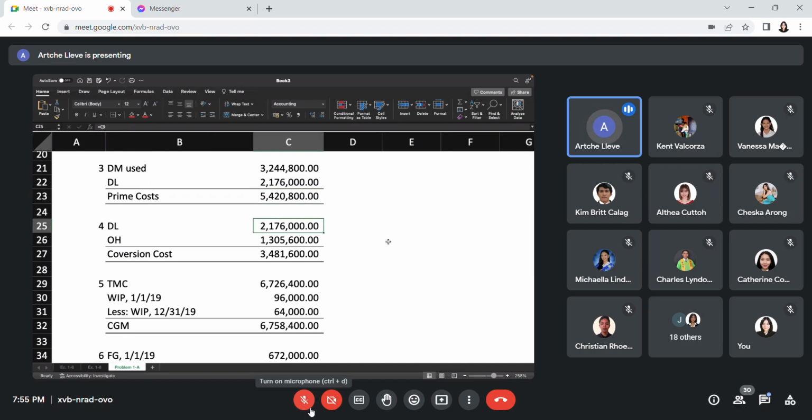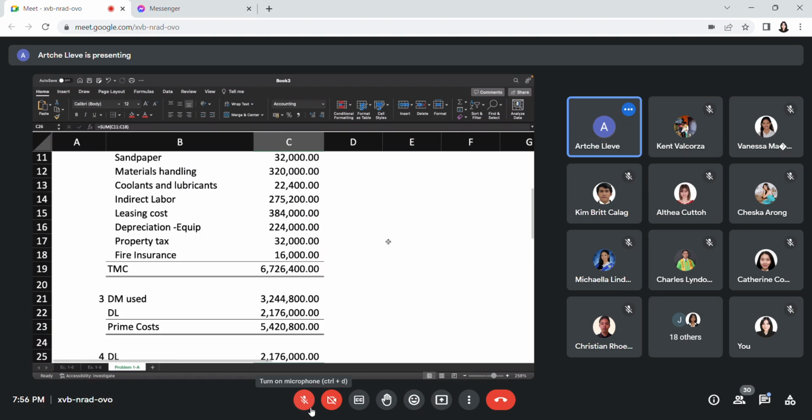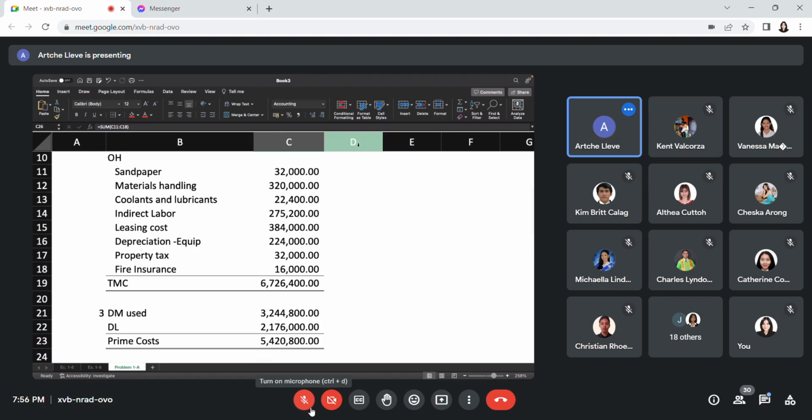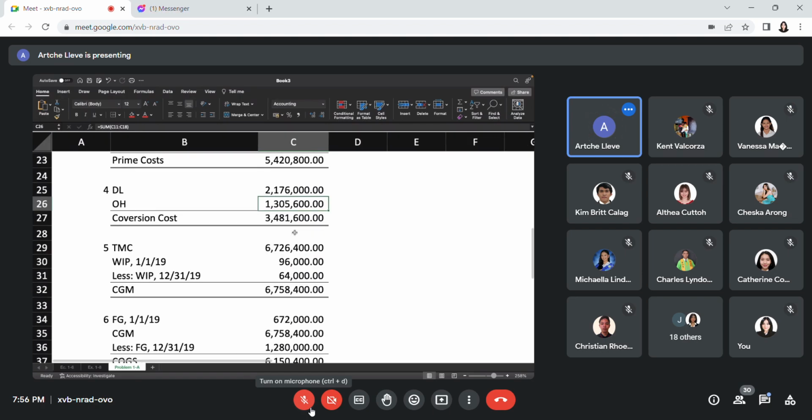Number 4, what amount of conversion cost was added to production during 2019? Take note again, conversion cost comprises direct labor and overhead. Since you have the direct labor, overhead is 1,305,600. That comes from here. So total conversion cost is 3,481,600.